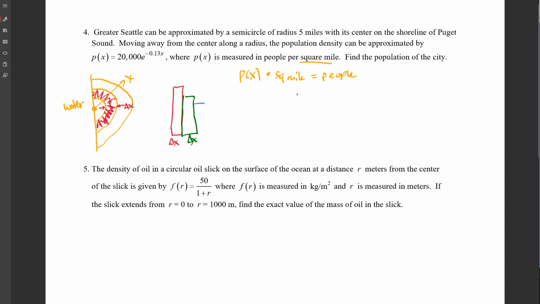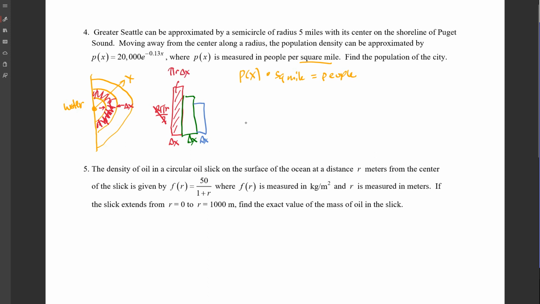We have multiple rectangles, and the widths will be delta x. Well, what's the area of one of these rectangles? The width is delta x. The height is going to be the perimeter of the circle divided by 2. So this will be 2 pi r divided by 2, which is just pi r. So the area of this red rectangle will be pi r times delta x.